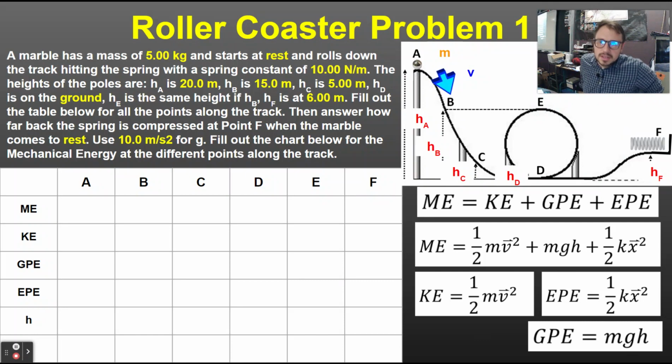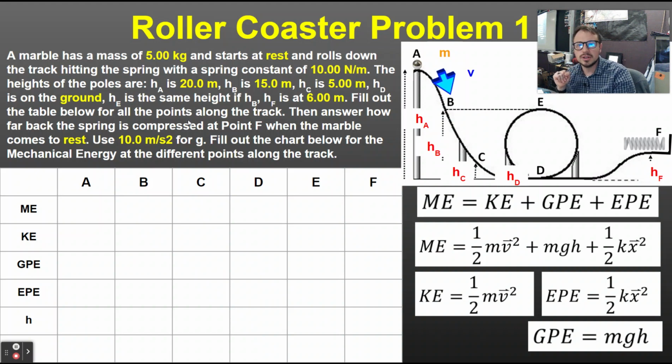A marble has a mass of 5 kilograms, starts at rest, and rolls down the track, hitting a spring with a spring constant of 10 newtons per meter. The heights of the points: HA is 20 meters, HB is 15 meters, HC is 5 meters, HD is on the ground, HE is the same height as HB, and HF is 6 meters. Fill out the table below for all the points along the track. Then answer how far back the spring is compressed at point F when the marble comes to rest. We know that g, the acceleration of objects, is 9.8, but we just use 10 for g. Fill out the chart below for the mechanical energy at the different points along the track.